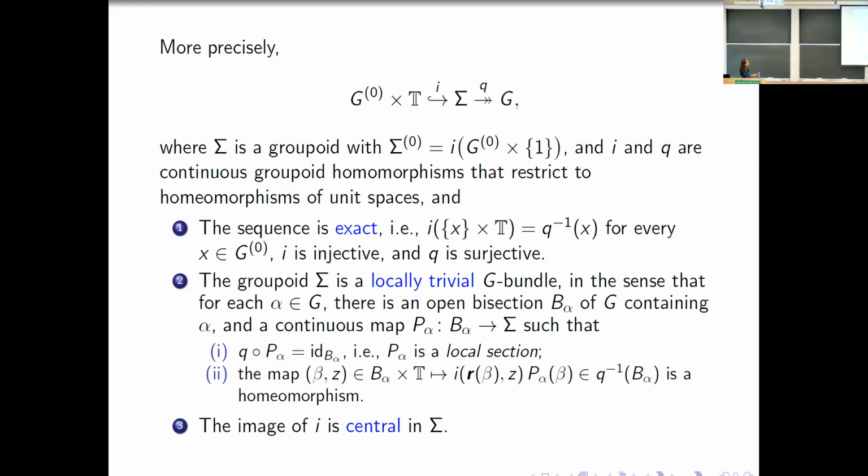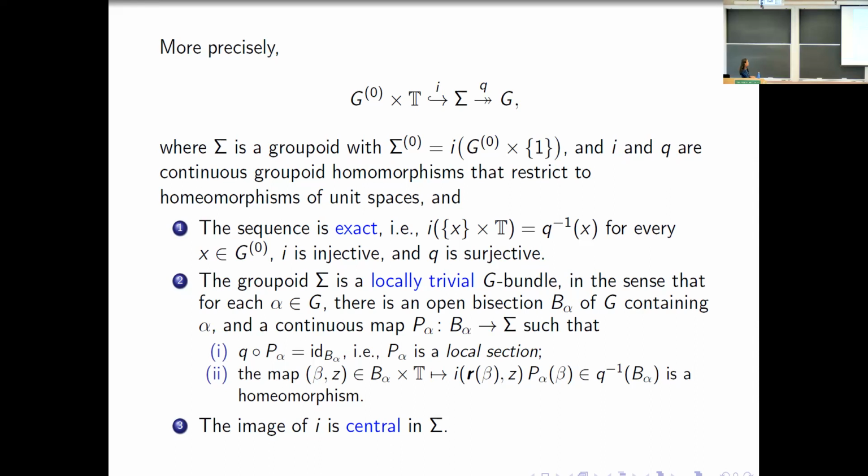Moreover, when we look into the unit space of this larger groupoid, this coincides with the image of the group unit space from the original groupoid G cross the identity element from the unit circle. And because this is a short exact sequence, I and Q are both continuous group homomorphisms. Moreover, when we restrict them to the unit space, they are just homeomorphisms, and satisfy various conditions: the exactness, everybody knows what that means, and the centralness I have mentioned already in the previous slide.